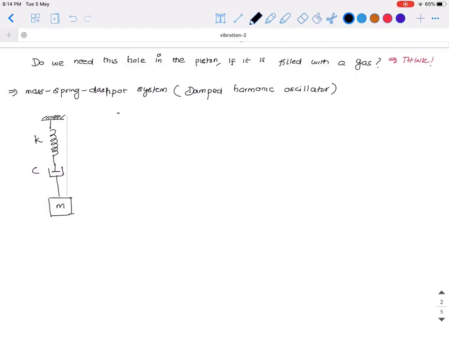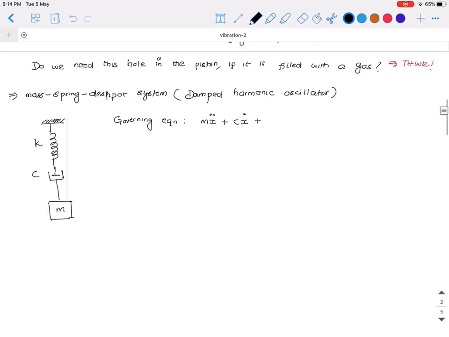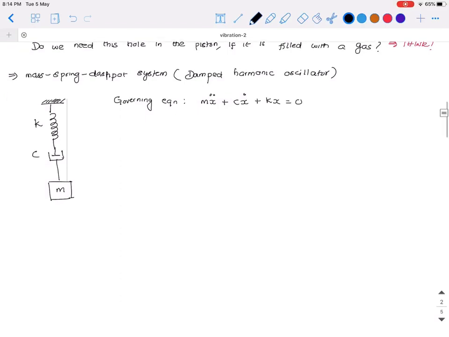Okay, so now the governing equation becomes m x double dot, which is the mass times acceleration, and the forces acting are now two. This is the resistance offered by the dashpot, c x dot, plus the force due to spring, k x, equals 0. Okay, that is the governing equation of a mass spring dashpot system.